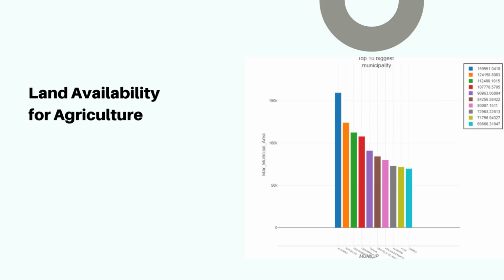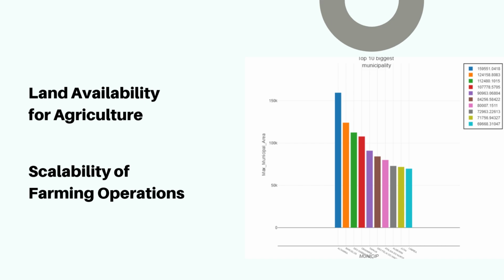So, this is our last data visualization, in which we show the data on the top 10 largest municipalities. The relevance of it to the farmers is that it provides them an insight into potential regions for crop cultivation and farming opportunities. Our insights also provide the farmers with information about the scalability of their farming operations. For example, larger municipalities like Altamira and Barcelos offer more space for scaling farming operations, enabling farmers to increase production and diversify their crop portfolios.